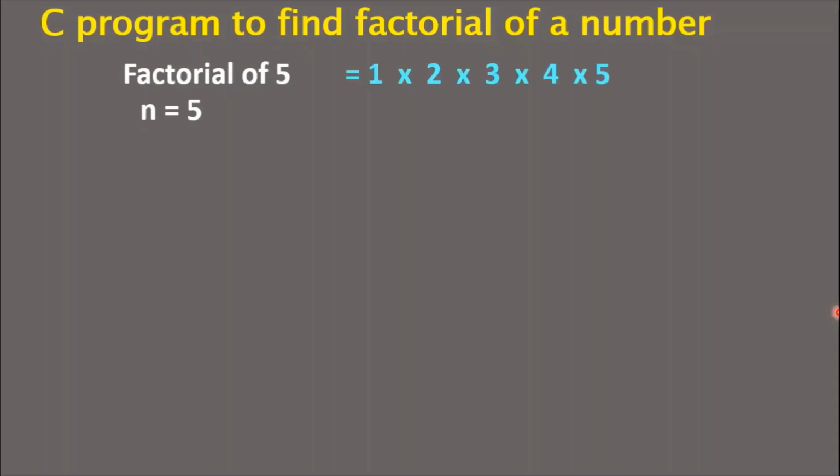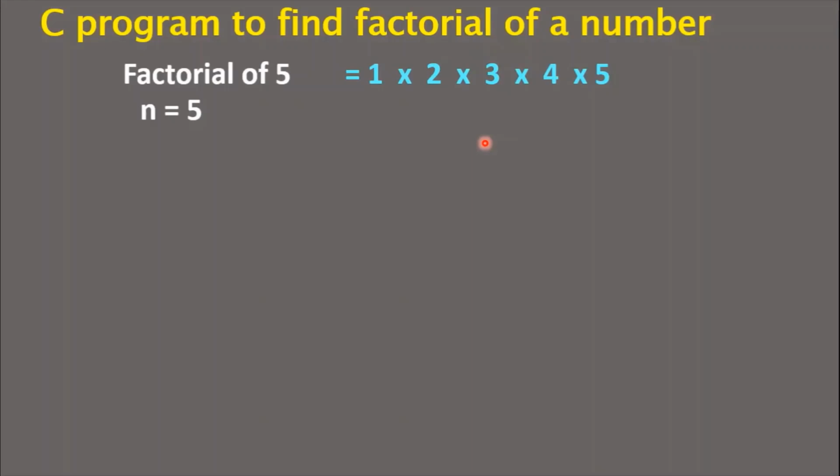As far as the definition of factorial goes, the factorial of 5 can be obtained by multiplication of 1 into 2 into 3 into 4 into 5. If you carefully observe, even when the factorial of 5 is found, the multiplication is done only 4 times. But in our case, in order to simplify the logic, we will multiply 5 times.